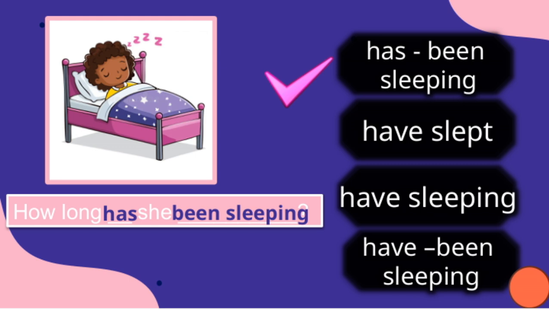When asking about the duration of an action, we often use a question like, how long blank she? Here, the blank can be filled with has been sleeping to ask about the length of time she has been sleeping. These structures are essential for talking about actions that started in the past and are still relevant now, especially when discussing durations. They help us be precise about time and ongoing activities, which ties into our overall theme of mastering English tenses for clearer communication.